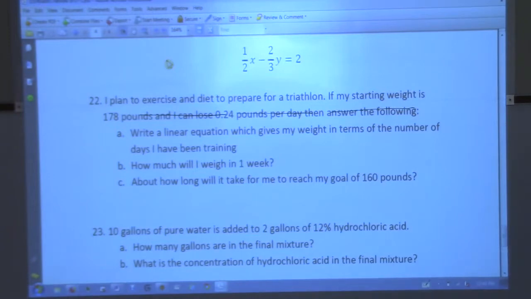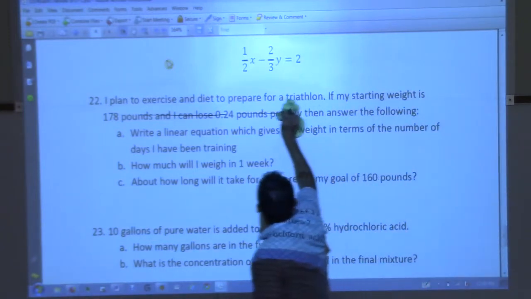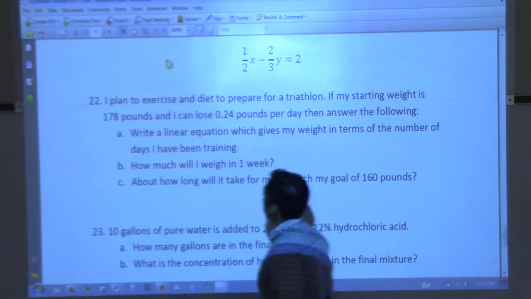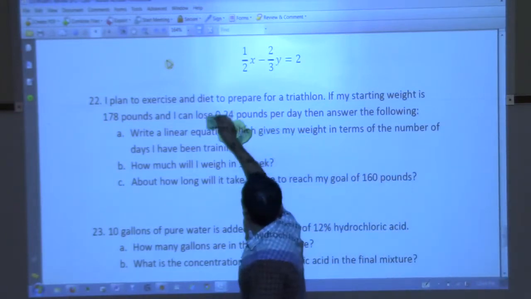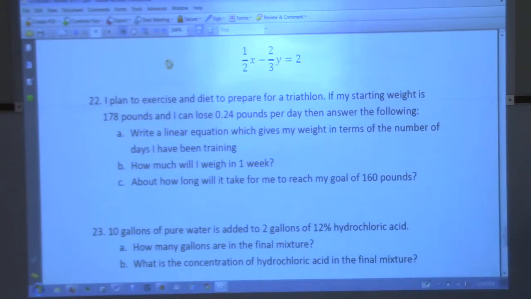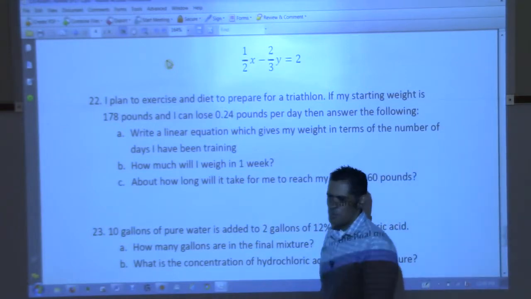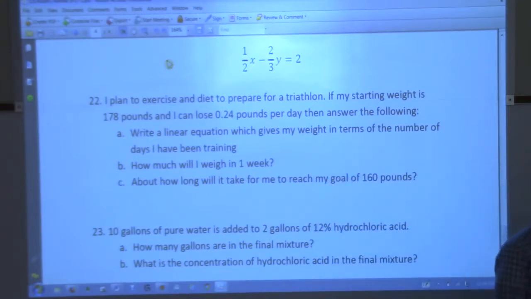All right, let's take a look at this one. I plan to exercise and diet to prepare for a triathlon. If my starting weight is 178 pounds and I can lose 0.25 pounds per day, then answer the following. I know there's some people that work out in here. Does that seem realistic to lose 0.25 pounds a day? Quarter pound a day? Seem like that's achievable?